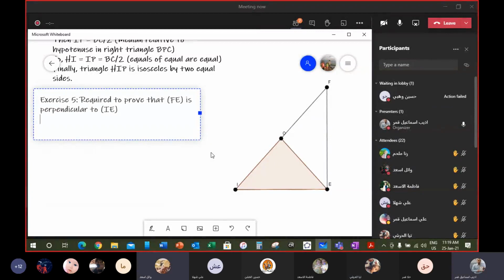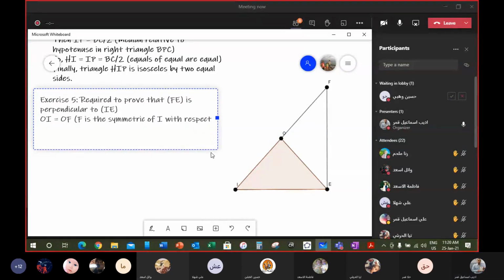استاذ ال OI equal لل OF since F is symmetric with respect to O. Very good. فإذا wait. OI equal لل OF. F is the symmetric of I with respect to O. طيب كمل يا وائل.